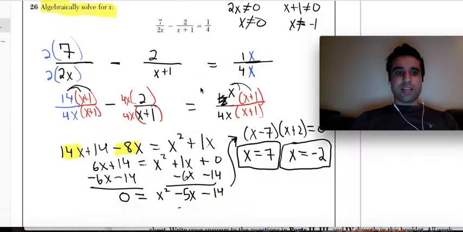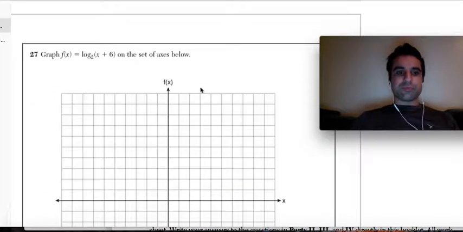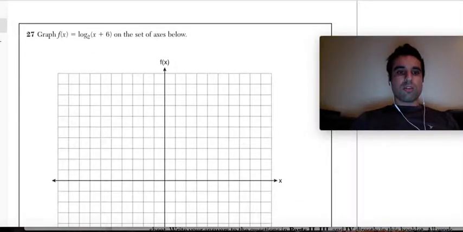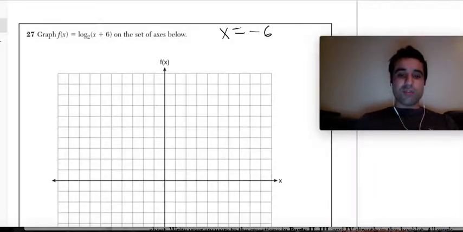Anyway, next question, 27. Graph f of x equals log base 2 of x plus 6 on the set of axes below. So, if you know your logs really well, you know it's going to have an asymptote at x equals negative 6, meaning the graph will never cross that.